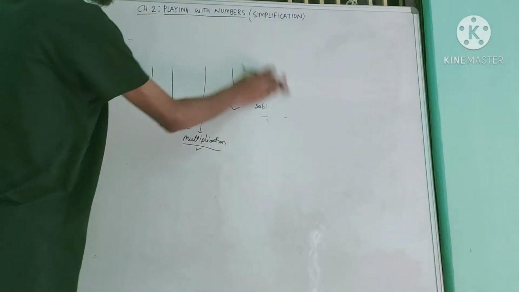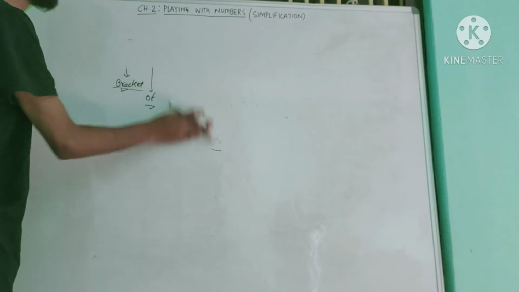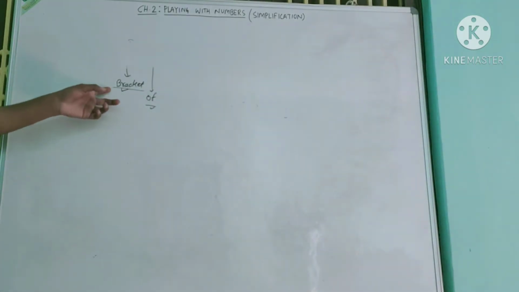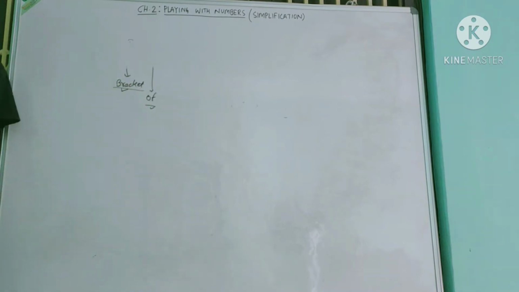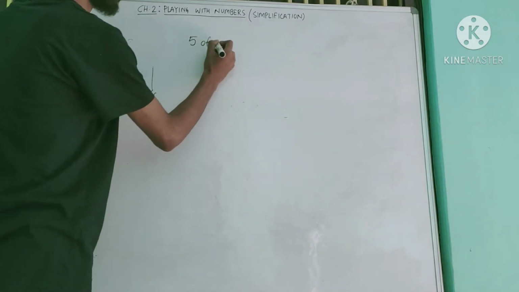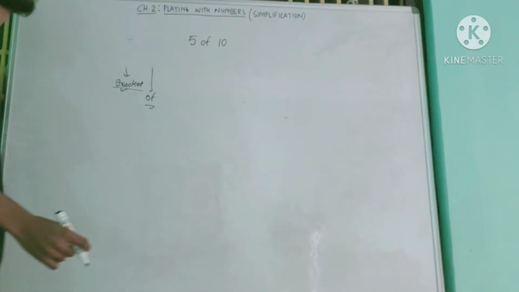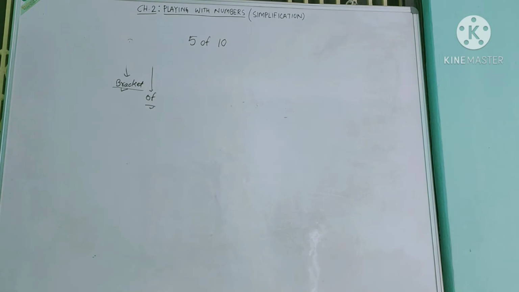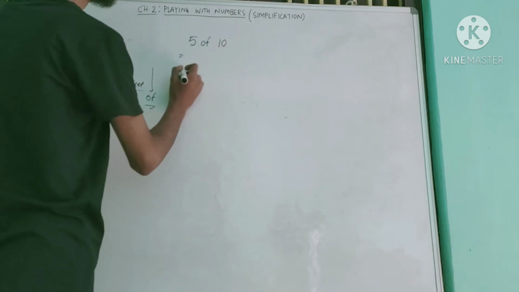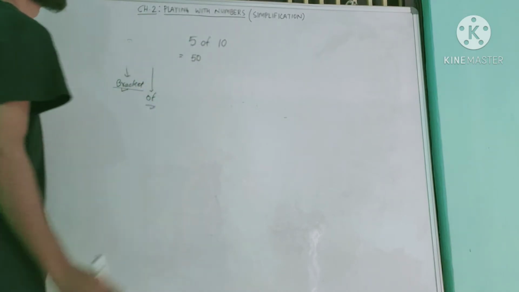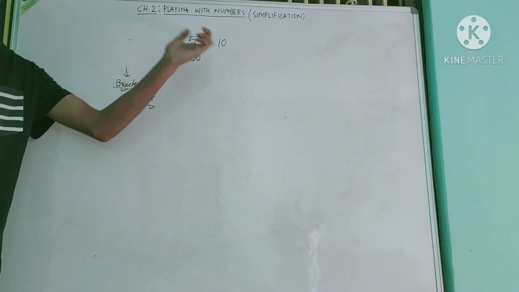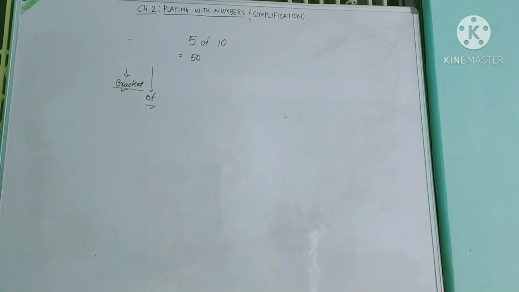Now, you know about division, multiplication, subtraction, everything, but you don't know about brackets and of. What is the meaning of of? Suppose there is written 5 of 10. The meaning of it is 5 into 10. That means 50. Okay, 5 of 10 means 50. You have to multiply this portion. I think it's clear.